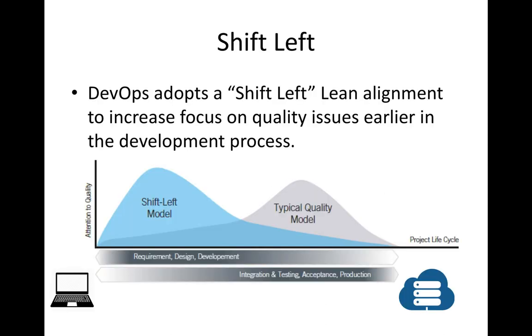In a DevOps organization, we try to adopt a shift left lean alignment. And we do that in order to try to increase the focus on quality earlier in the development process. So what do I mean by this?